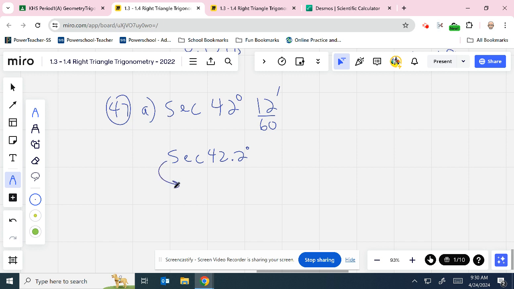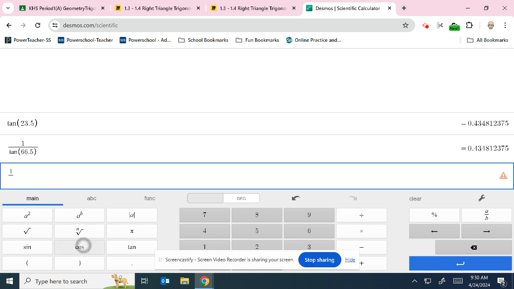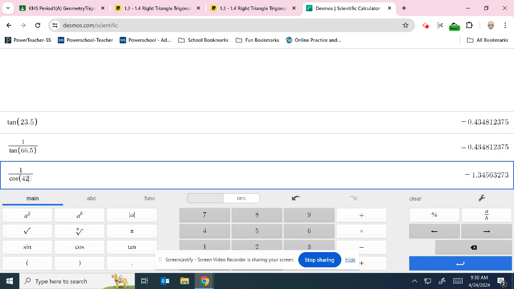Now to put this in my calculator, it's 1 divided by cosine of 42.2 degrees, because the secant button is not there, but the cosine button is there, and secant is the reciprocal of cosine. Secant is the same as 1 over cosine. So if you go to your calculator and you put 1 divided by cosine of 42.2 degrees, you'll get 1.3499. That's the same as secant. 1 divided by cosine is the same as secant. So 1.3499.